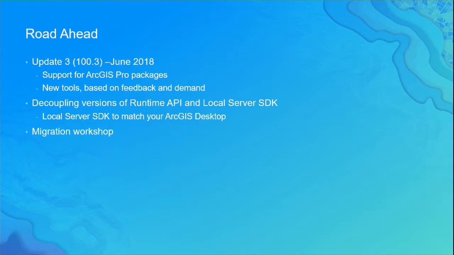What we'd like to do is decouple the API from the local server SDK so that you can use whichever runtime SDK you need with the appropriate local server that matches your desktop version. So conceivably in the future, you could download ArcGIS Runtime Local Server 100.2 and use your desktop, ArcMap 10.5.1, and you could download the runtime SDK for .NET 100.4 and use the capabilities that are 100.4, but still work with local server 100.2 because that matches your desktop release, the desktop version that you're using to curate and create packages. So this is an idea. This is a road ahead, something we're considering.